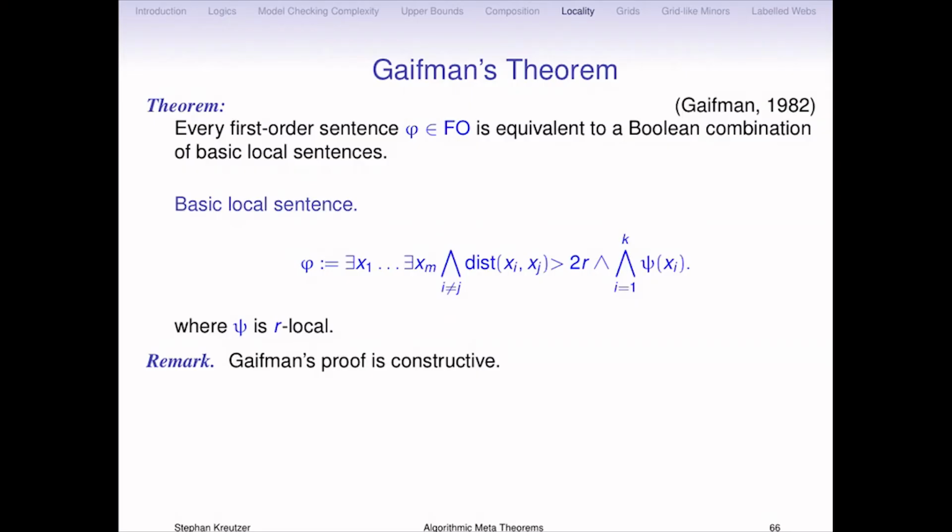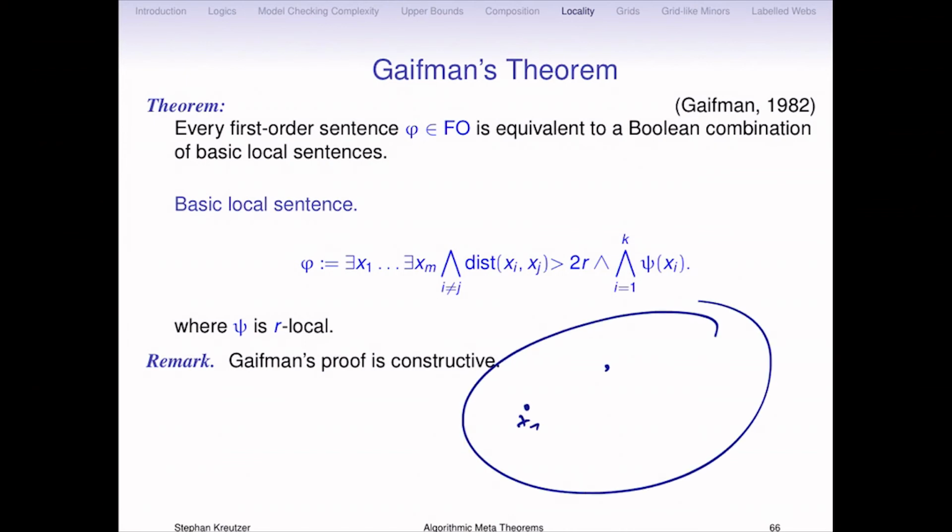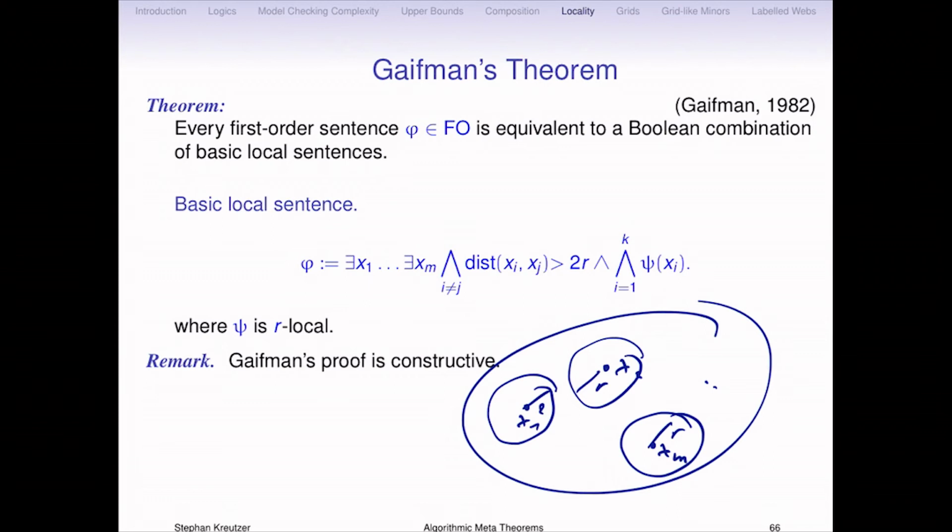So what does such a formula say, if this is a graph? It says I have x1, I have x2, I have xm. They're so far apart that their r neighborhoods are disjoint. They will not overlap because the distance is bigger than 2r. Within these neighborhoods, a certain formula psi is true. The same formula is true everywhere. And this is a basic local sentence.